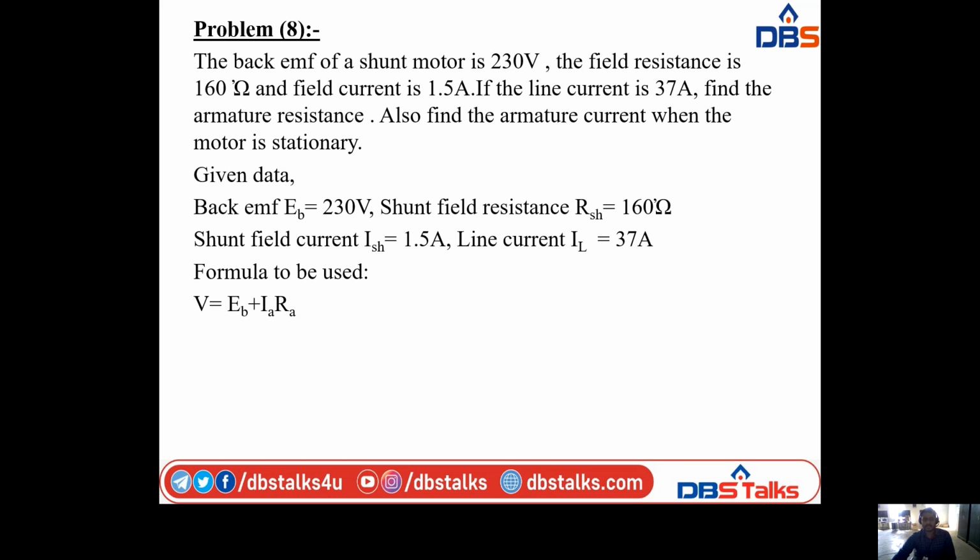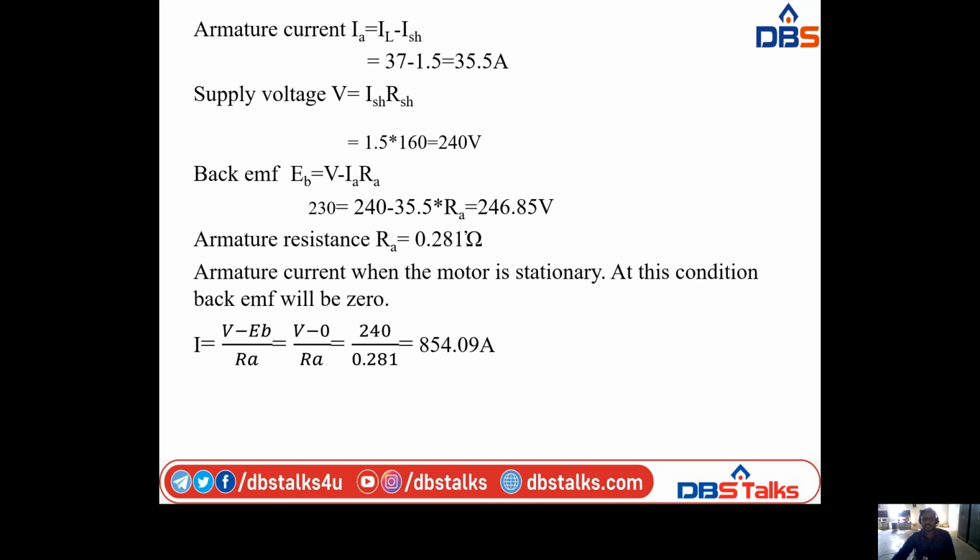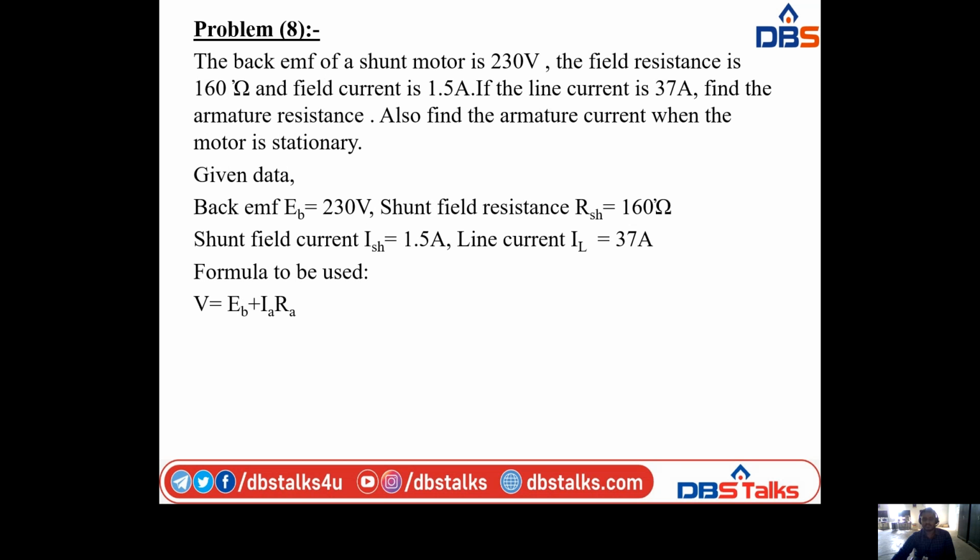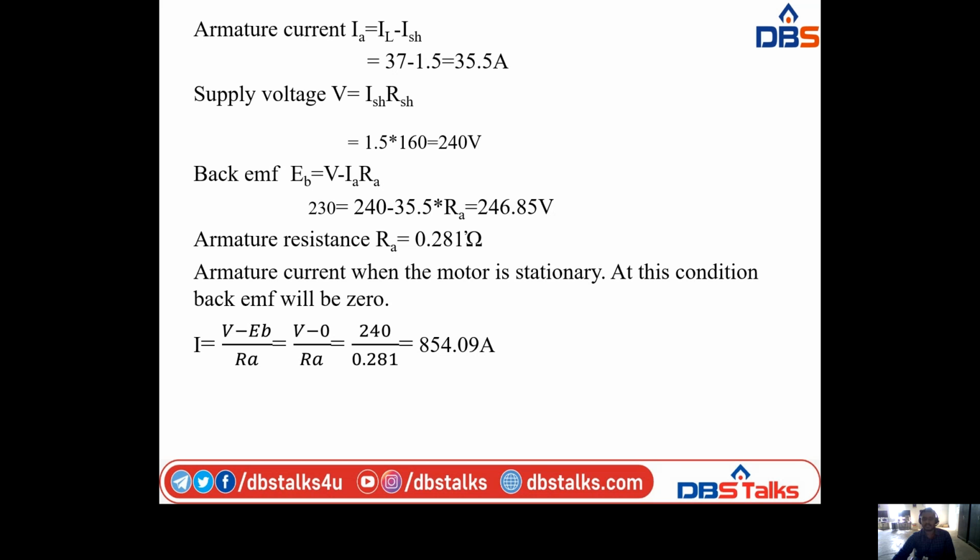Okay, so for that I am taking armature current. Here they given that DC shunt motor. So for a DC shunt motor, armature current IA is equal to IL minus ISH. So in the given problem, they given that line current is 37 amperes minus shunt field current 1.5, and finally we have 35.5 amperes.